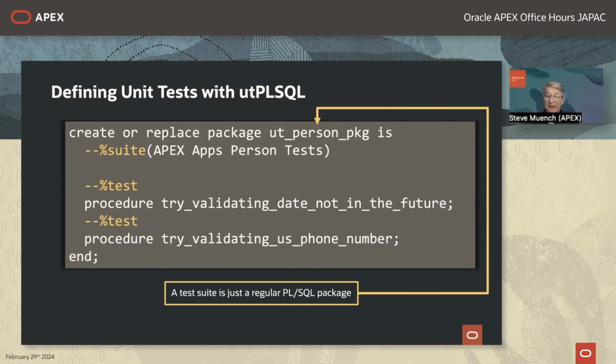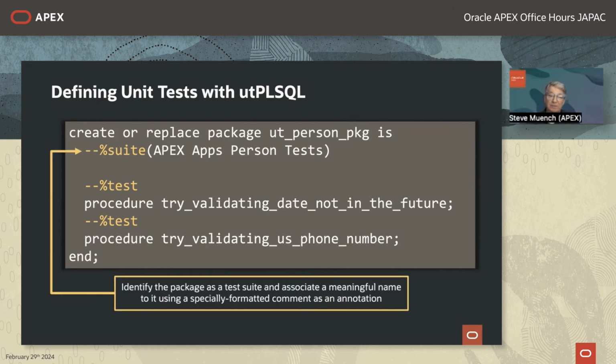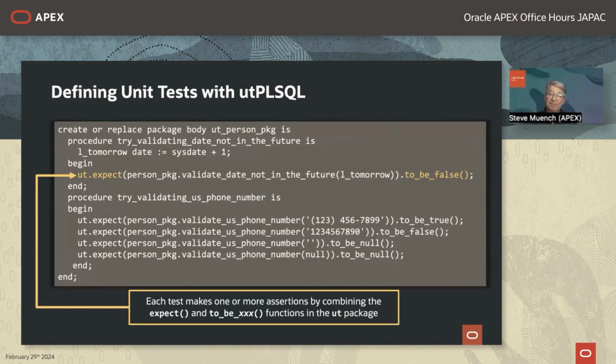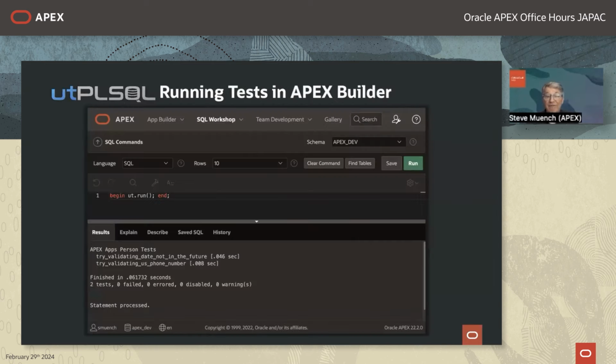Here I've got two tests, one that tries to validate that a date is not in the future, one that tries to validate a United States phone number. These special annotations let you give a name to your test suite, identify the tests, and then within the body of your test package, you perform a set of steps that exercises your business logic and then add in a number of these ut.expect lines of code, which says what you're expecting to be the correct answer or the correct behavior. And then this makes a repeatable set of tests you can run to ensure that you haven't changed any behavior that your application is expecting to stay working correctly.